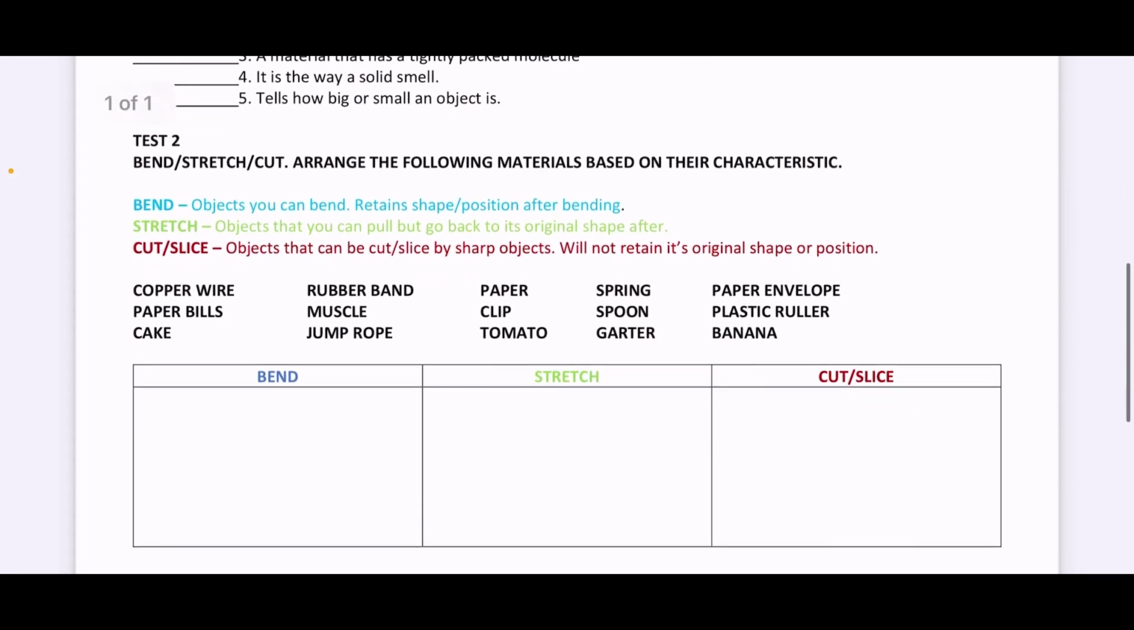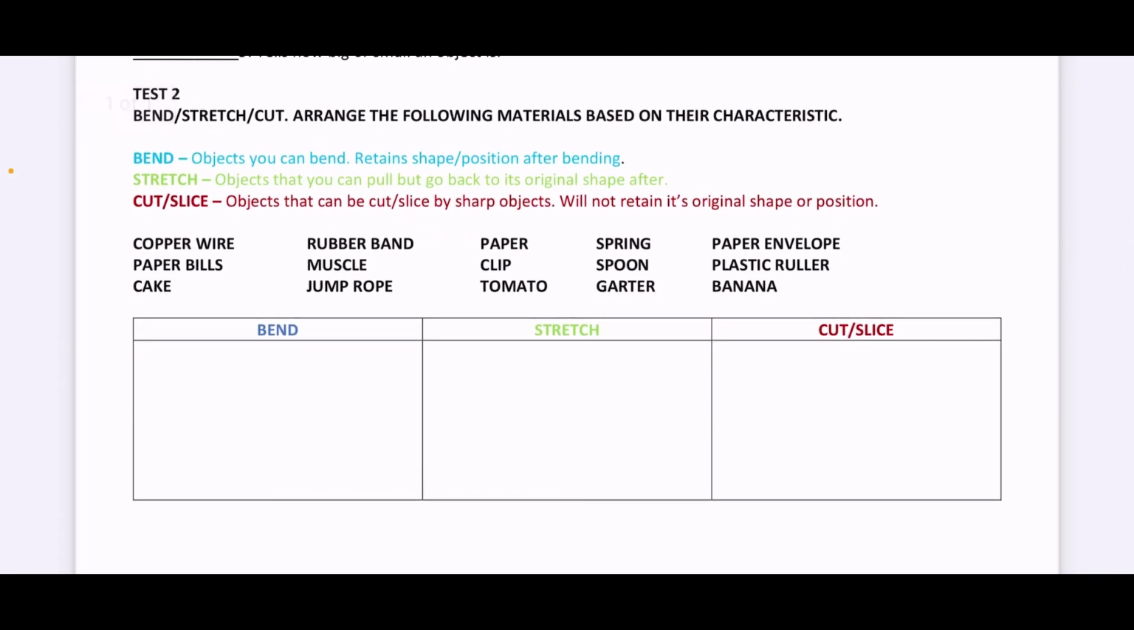So first, let's read this one. Okay, so we have bend. Objects that you can bend retain shape or position after bending. Okay, so these are objects that you can bend, and once you bend them, they retain the shape or the position after bending. Next one, we have stretch. Objects that you can pull but go back to their original shape after. So these are objects that you can pull, but once you let go, they return to their original shape.